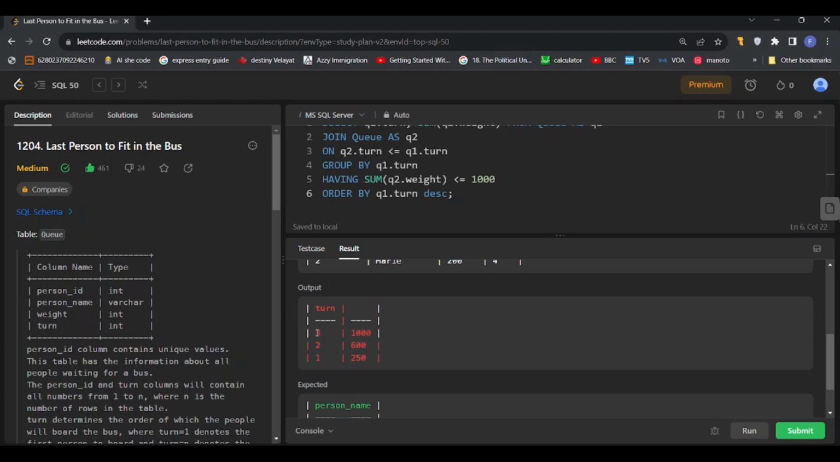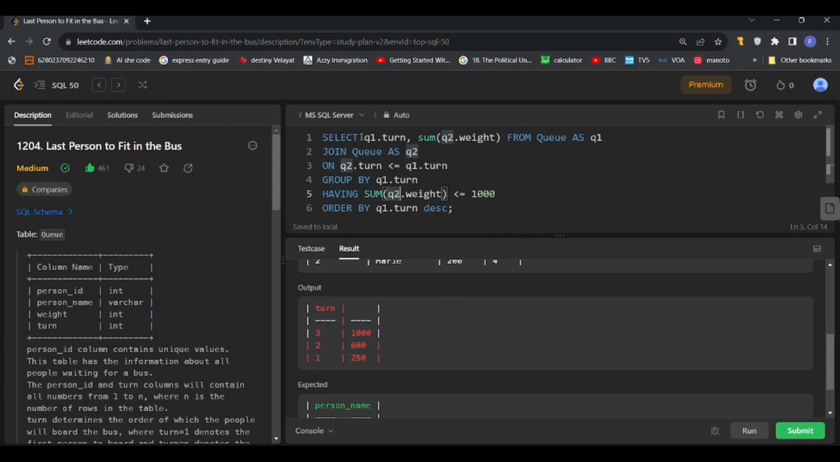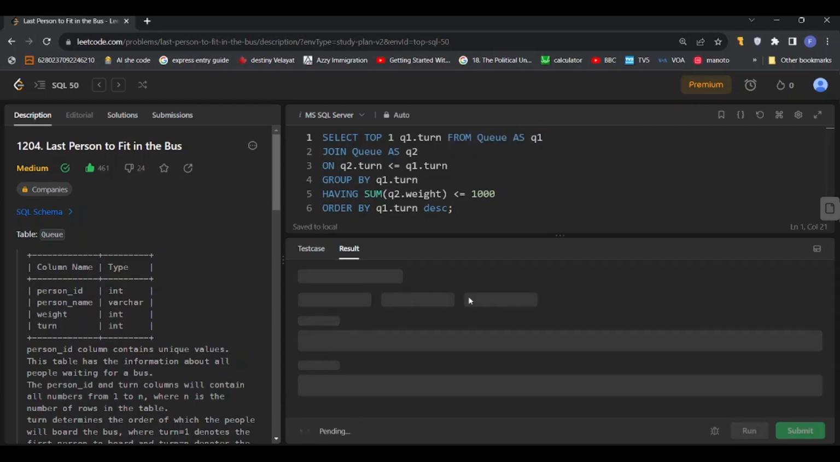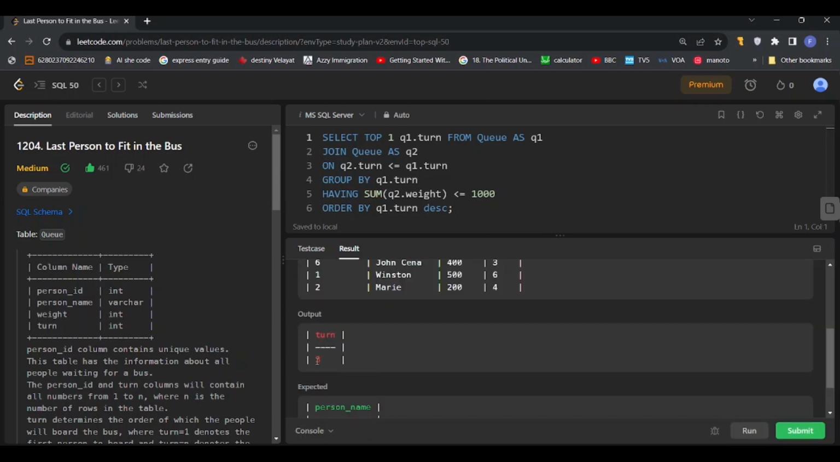All it takes is to take the first row of the query, and we can do that by adding top 1 before the answer, and we don't need this part anymore. Let's remove it and run it again. Here we know that this is almost our answer. The person with turn number 3 is the person we're looking for. This is the last person who gets on the bus, but the solution the problem requires us to find his name.